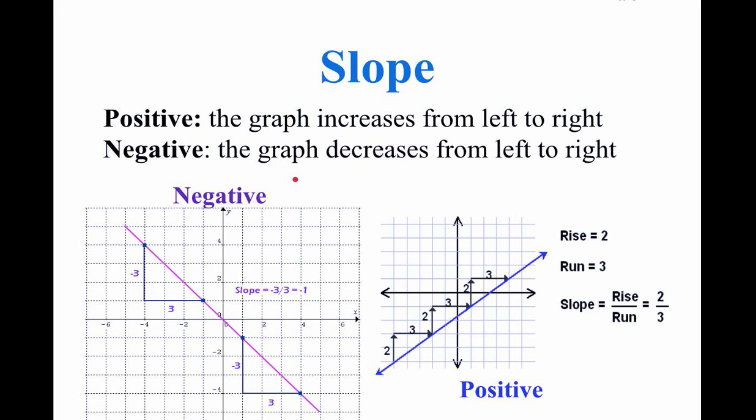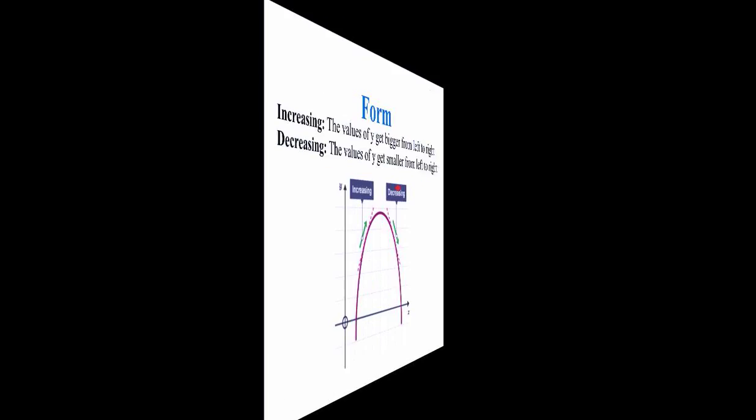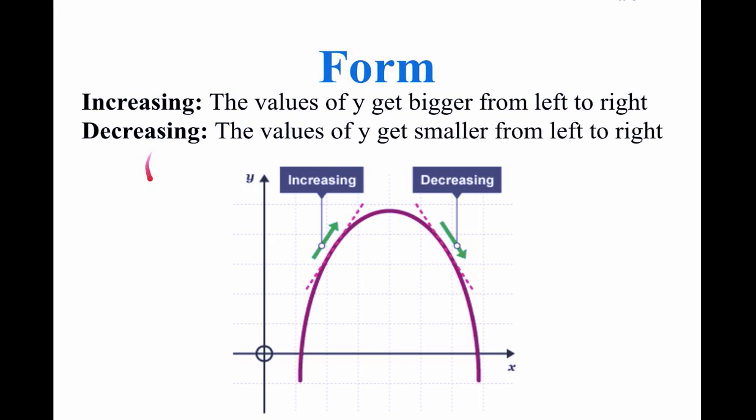Slope, just real quickly, positive, the graph increases from left to right. So if you're reading this graph left to right, the graph is going up. And remember, it is rise over run, the change in y over the change in x. Negative, the graph decreases from left to right. So this is what the video showed you about increasing values. Remember, you're reading from left to right. If you're seeing my pointer here, as you read it from left to right, it goes up. My pointer's going up. Here it starts to change direction.